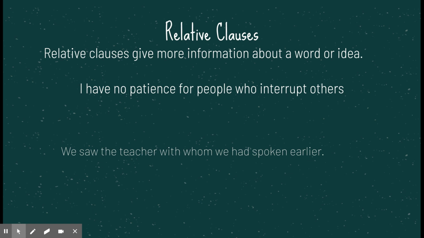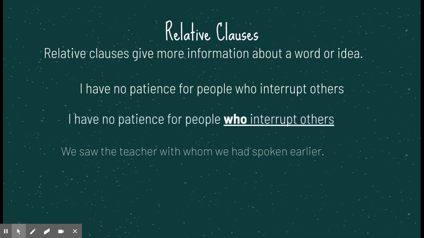If you said that your relative pronoun is who, you're correct. And our relative clause will be who interrupt others. I have no patience for people who interrupt others. What kind of people don't we have patience for? Who interrupt others. Let's do another example.